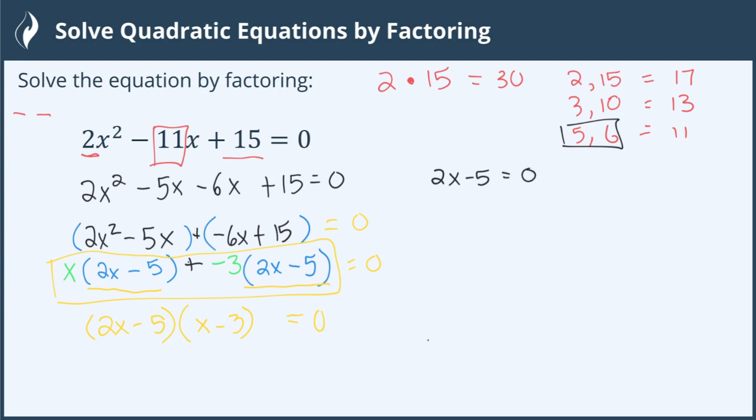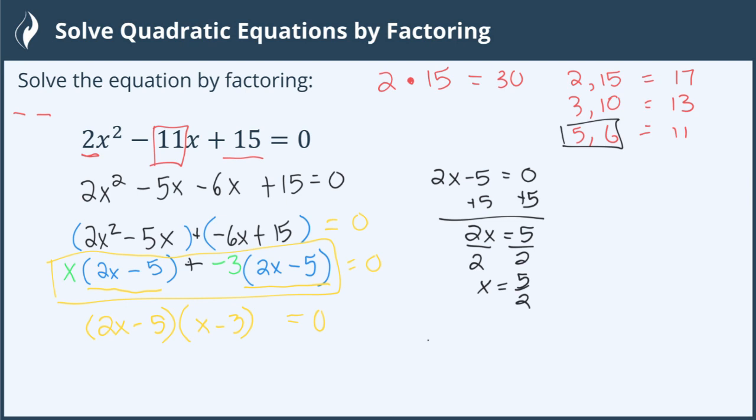Then I'm going to solve for x. So I'm going to add a 5 to both sides. And that's going to leave me with 2x equals 5. Then I'm going to divide by my 2. And I'm going to have x equals 5 halves.